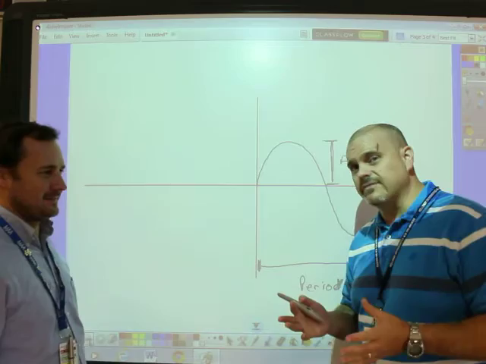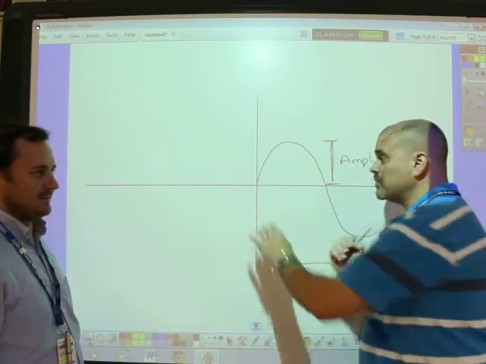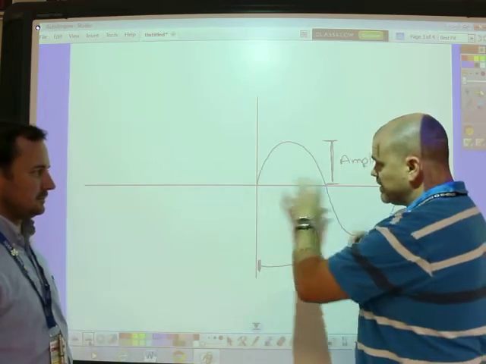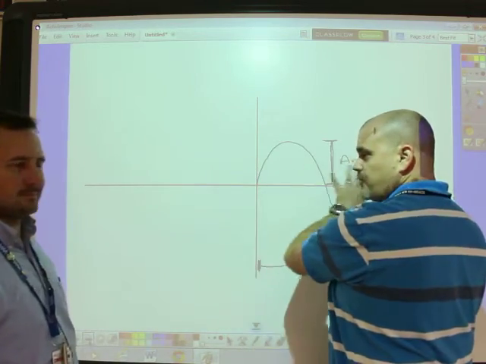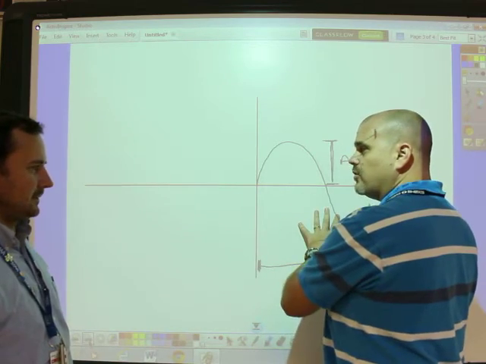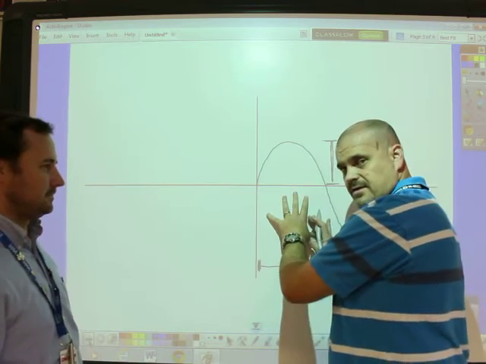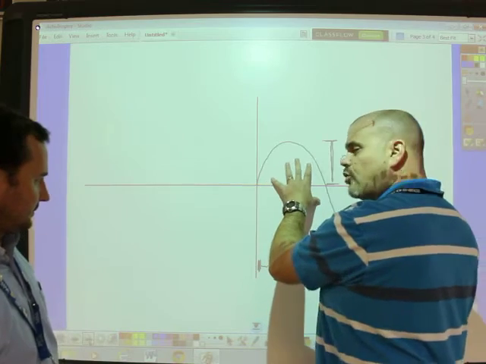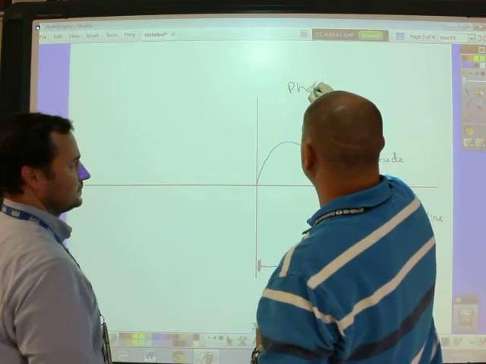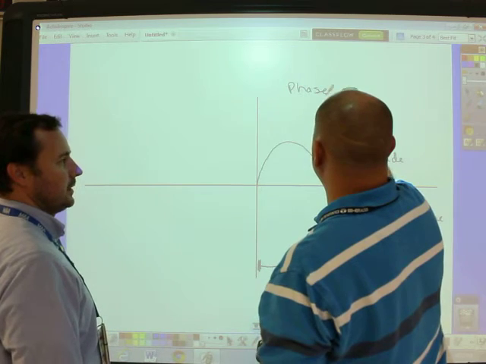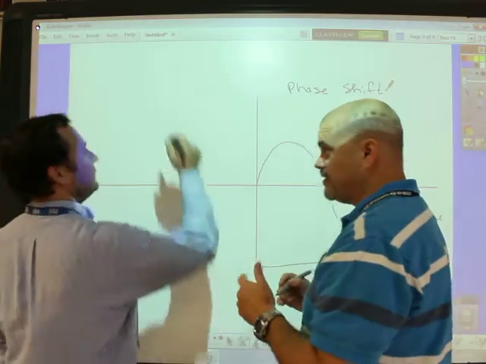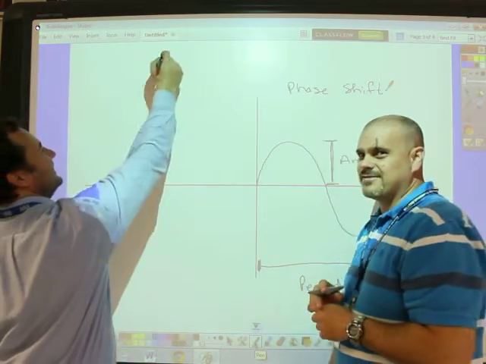Now sometimes we don't have a phase shift, and that is identical to what it normally would be. We call that the parent graph. But if we move this wave left or right, and in video 2 we'll be talking about transformations, we get what we call a phase shift. So in normal position there is no phase shift. I'm going to write this right here. Phase, P-H-A-S-E, shift.